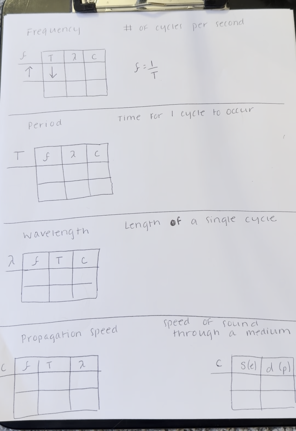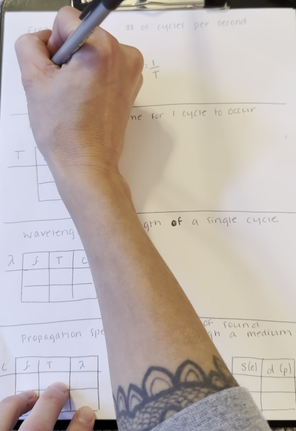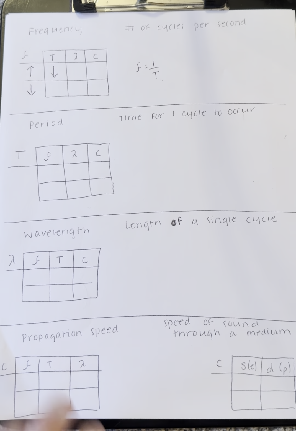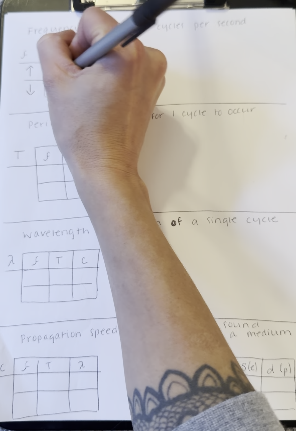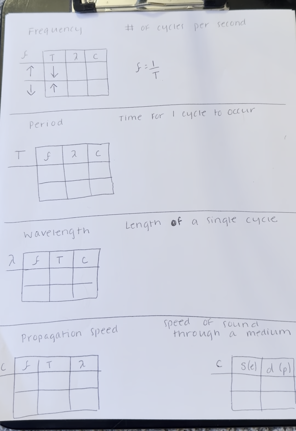This makes sense when you think about it logically. If the number of cycles per second increases, then the amount of time each cycle takes has to decrease so that more cycles can pass through a certain point in a second. The opposite of that is also true. If the number of cycles per second decreases, then the amount of time each cycle takes increases. There's less cycles passing through a certain point in a second.